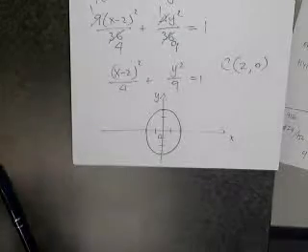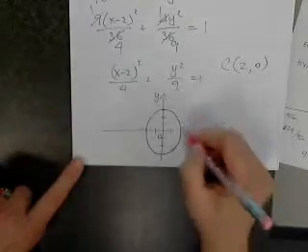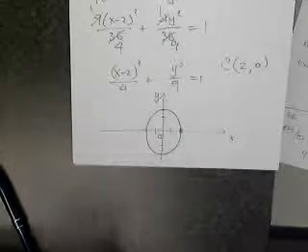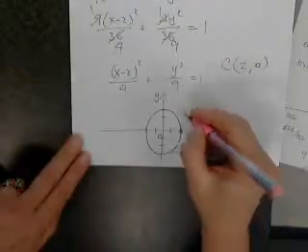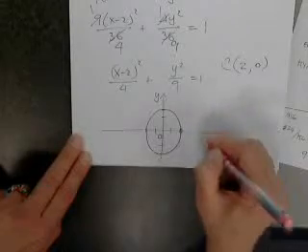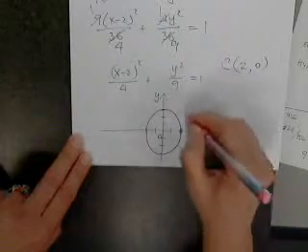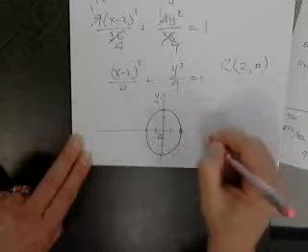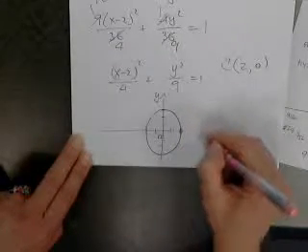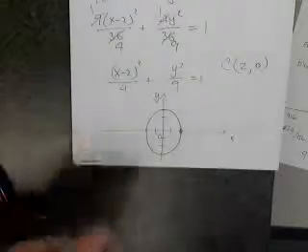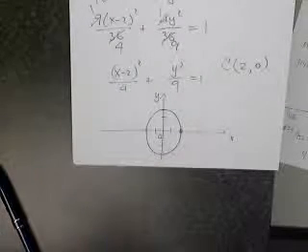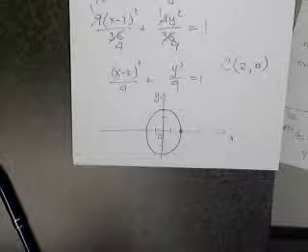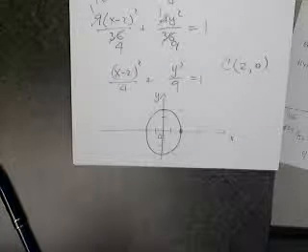But the center for this one is at 2, 0, right here. This is the center, which means this. I went too far. Any questions?